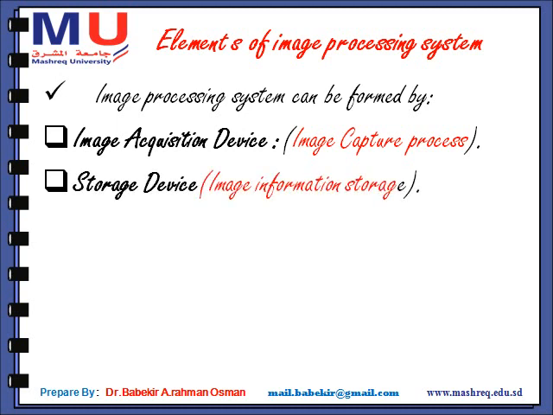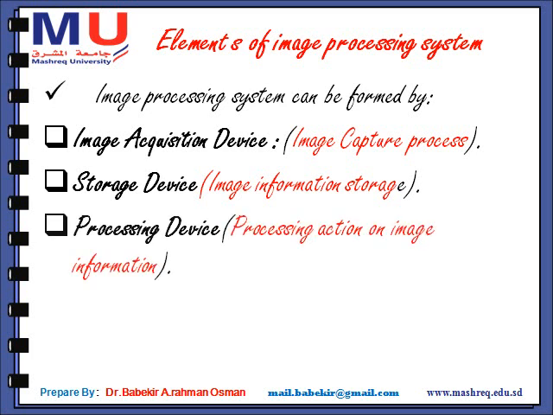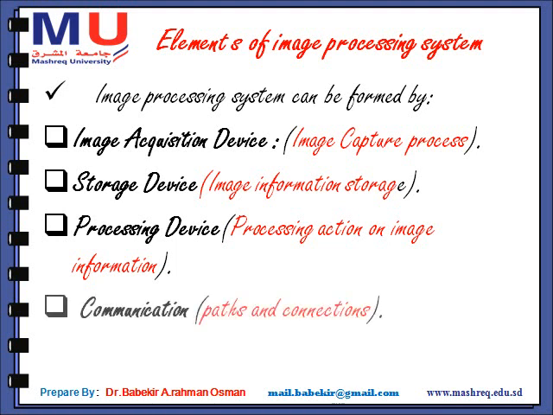The next part is the storage device, which is used for storing image information. The next one is the processing device, which can be formed by a microprocessor, microcontroller, or microcomputer that performs the processing action on image information. The next part of the image processing system is the communications, which construct paths and connections between devices.